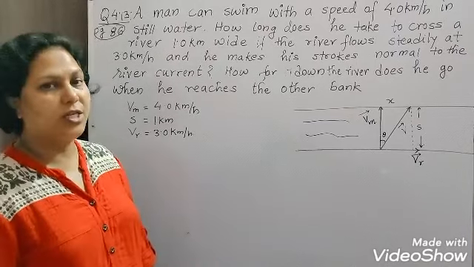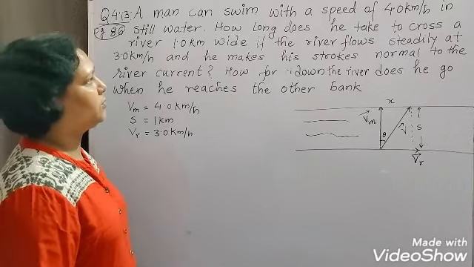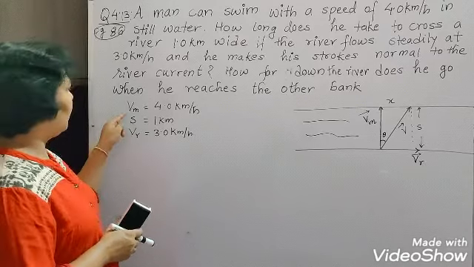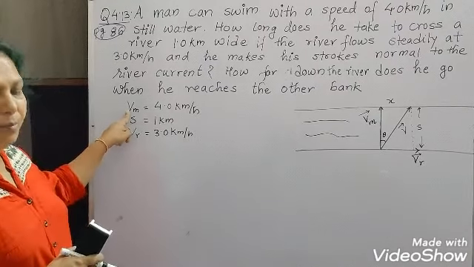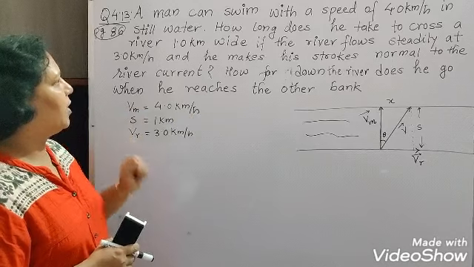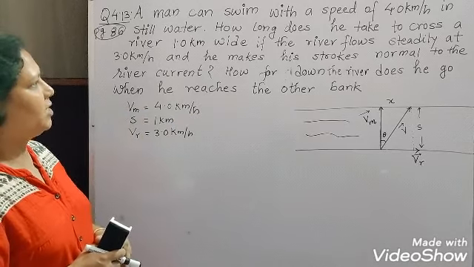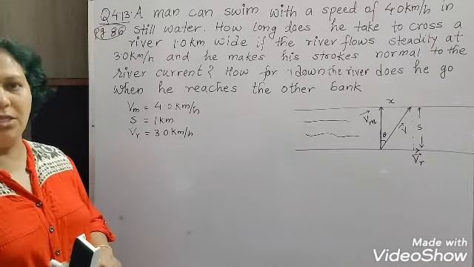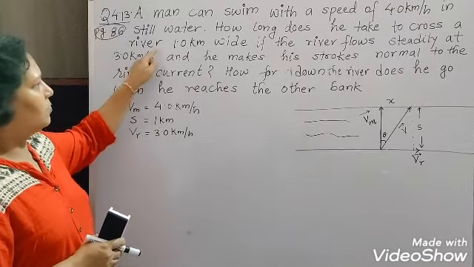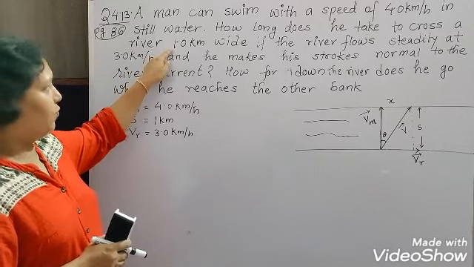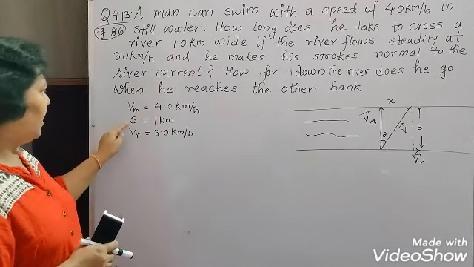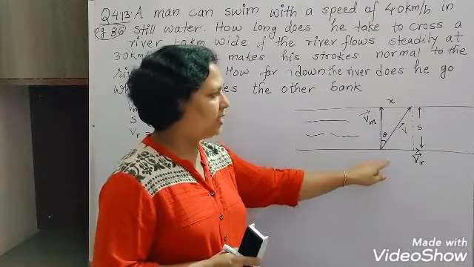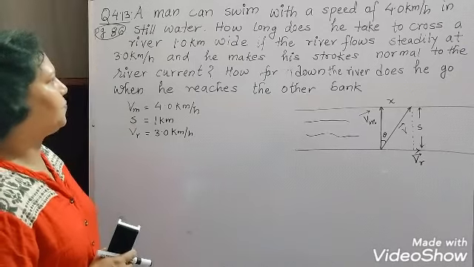The question is, a man can swim with a speed of 4 km per hour in still water. That means the speed of the man, Vm, is 4 km per hour. How long does he take to cross a river 1 km wide? That means we have to calculate the time to cross the river that is 1 km wide, so S equals 1 km. The width of the river S is equal to 1 km.